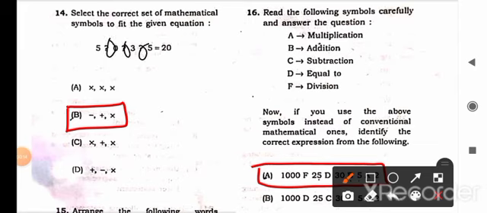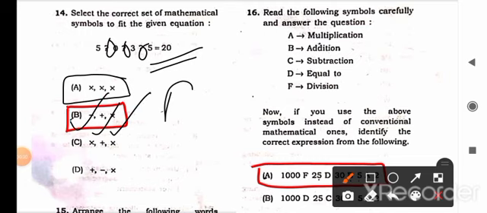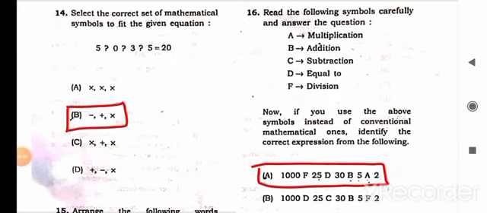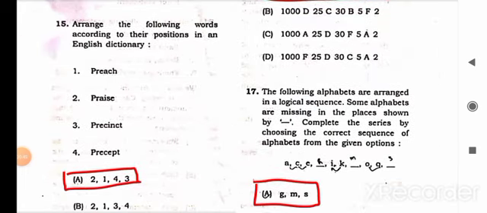If you put multiplication everywhere, you will not get 20 as the total sum, but when you put minus, plus and multiplication, then by solving with the BODMAS rule, I hope you understand: brackets, division, multiplication, addition and subtraction, then the answer would be 20. So in this way this question is solved. Easy, right? So let's move to another question.